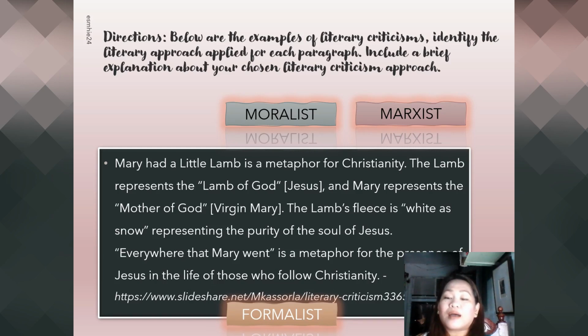Why? Because we tend to get the classification of this story and identify the elements by understanding the meaning behind the words by using the symbolism. So that is what we call formalist. All right, so very good. You did a great job because you are able to understand our lesson.